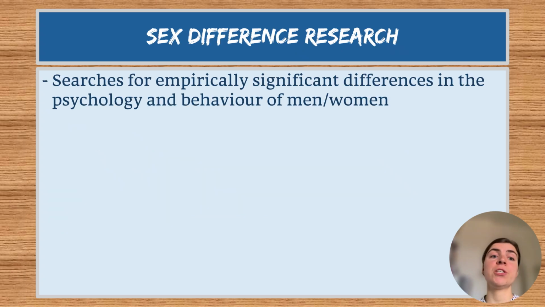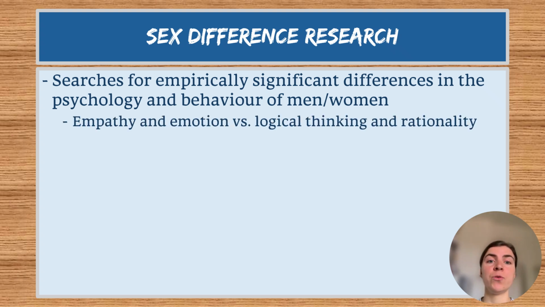Sex difference research looks into empirically significant differences in the psychology and behavior of men and women. A straightforward example may be empathy and emotion versus logical thinking and rationality. One of these is associated with men, the other with women. And then the research would mean that we look into which of these categories can be assigned to one of the sex and gender roles, and how does this distinguish people, and then why would that support the claim that there is an essence.